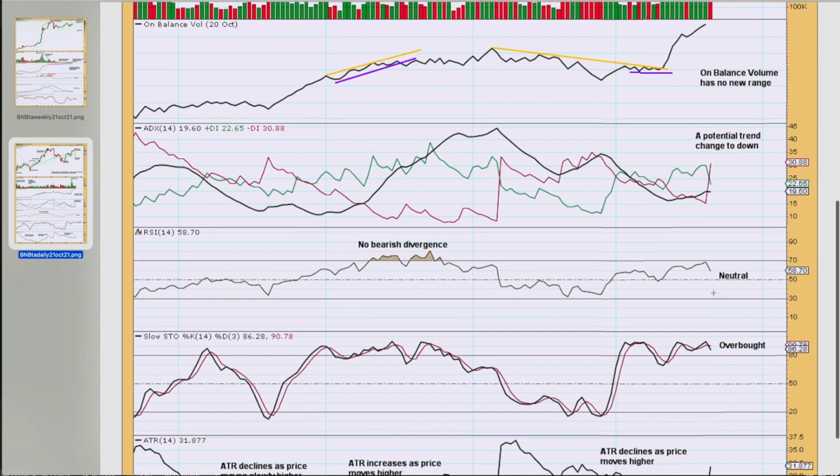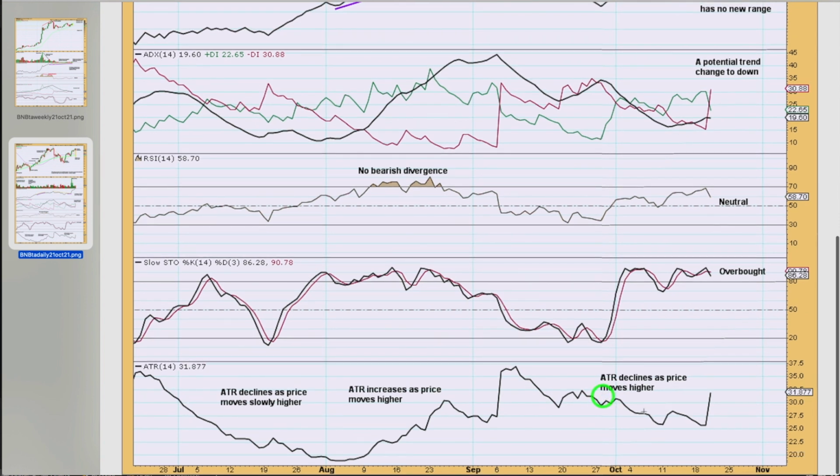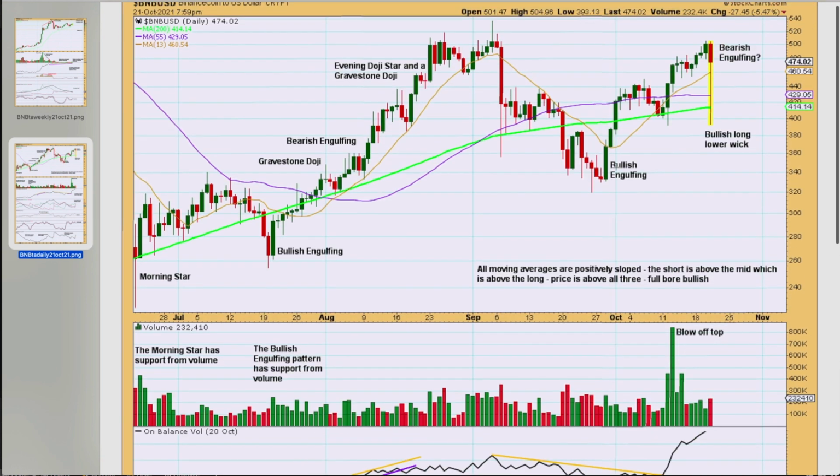We've been over ADX, RSI neutral territory at this time frame as well. Plenty of room for a trend to continue if there was one to develop. Been over stochastics, ATR declining as price moves higher indicates some weakness in this upward movement, and that's normal to see for a swing within a consolidation.